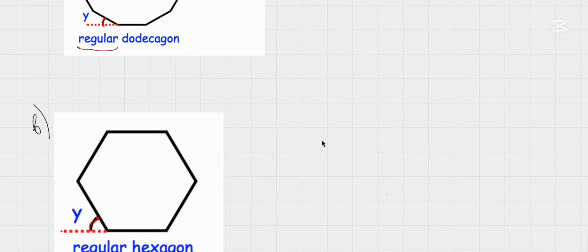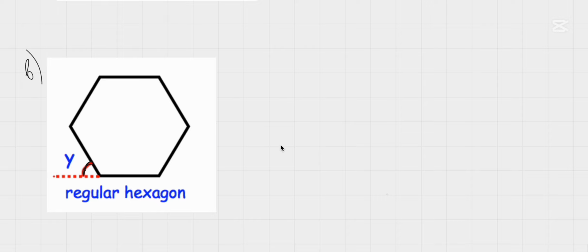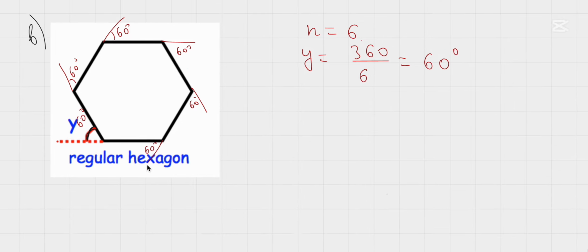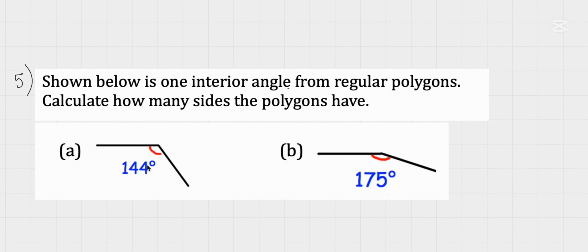Now let's look at B. Again, you can pause the video, calculate it by yourself, and check your answer. So we have a regular hexagon, which means n is 6. And we have all exterior angles the same. So to find one of them, just divide 360 by 6. So it will be 60 degrees. So it means that each exterior angle in a regular hexagon is 60 degrees if you extend its sides like this. Okay. Now let's look at the next type of exercise.